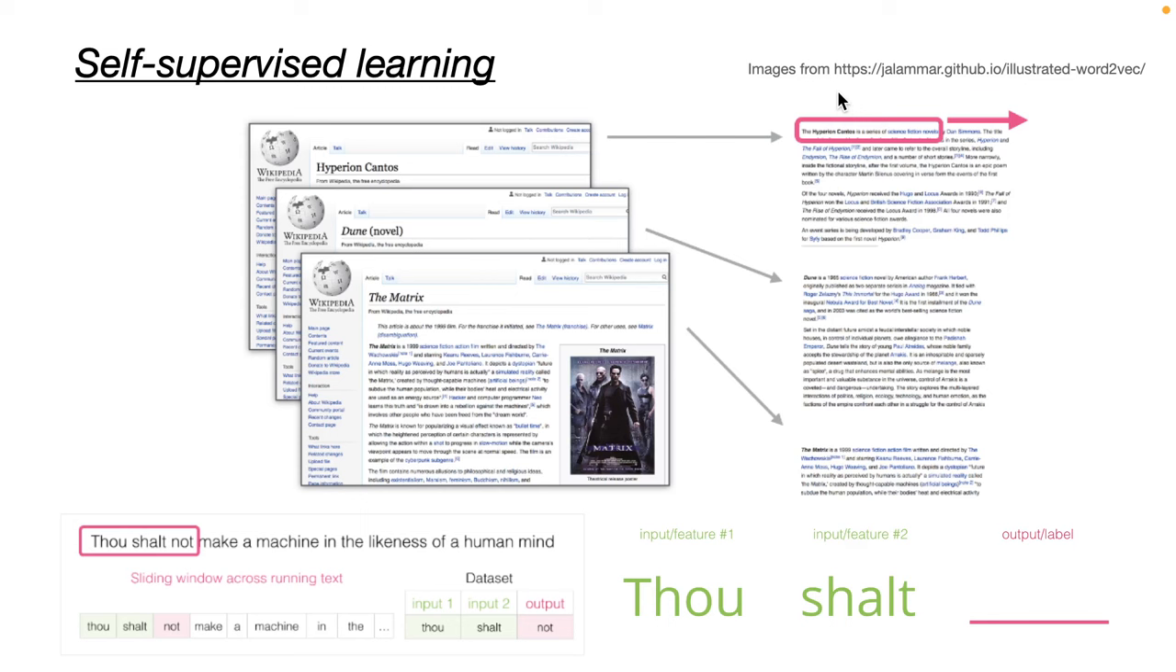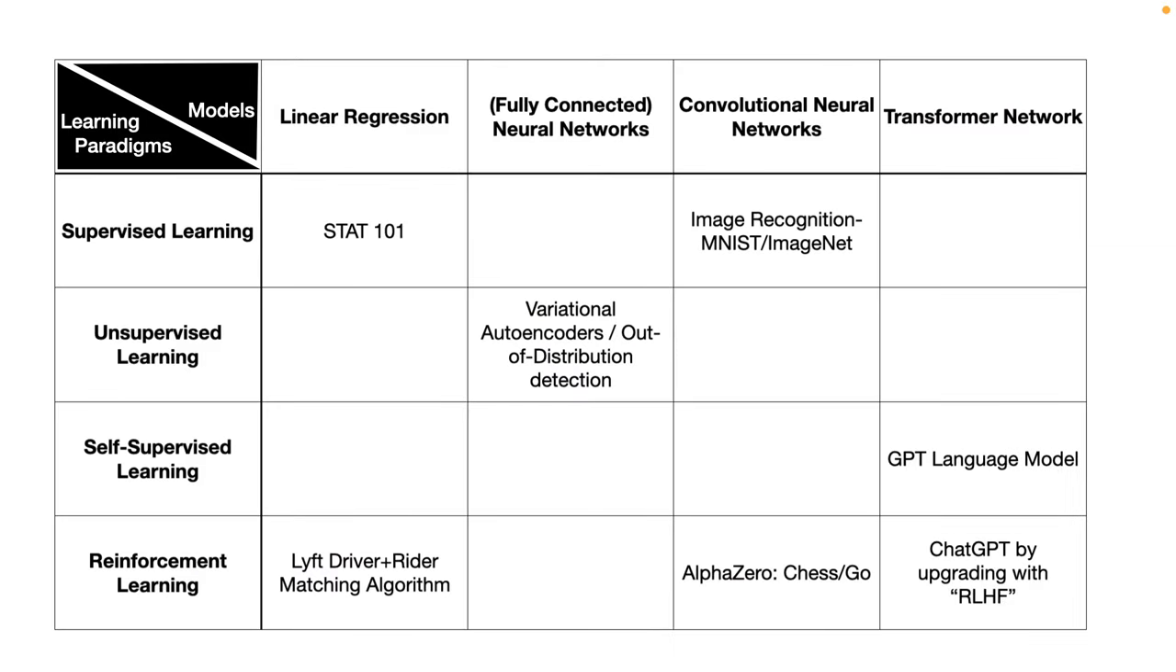Okay, let's go back to my big table. So now we've done a speed run of the first three rows of the table, and I've given you a bunch of examples. So linear regression, you can do it in all three settings. I only told you in STAT 101, but of course you could do it in any setting. It would not work very well for language modeling because it's kind of wimpy. Linear regression is not flexible enough to tell us how the English language works.